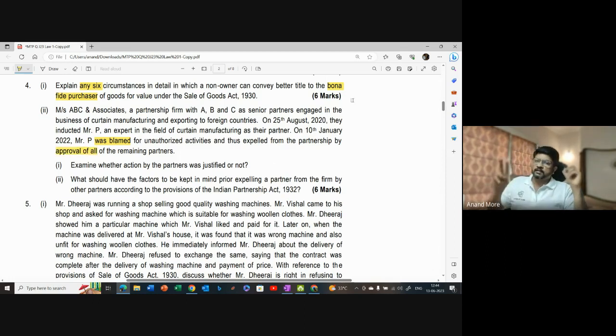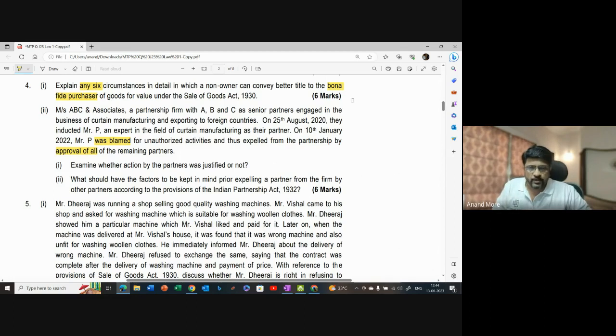So 2 things have happened. Number 1, Mr. P, an incoming new partner, whom they only admitted for being an expert, is now being told and blamed that he is doing unauthorized activities. So it's not the case that he's kept in the dark. He's completely aware of the opinion of the other partners about him, and what they are expecting, what they are telling him to do or not to do. And then all other partners have consented to remove this particular partner. Examine whether the action by the partners was justified or not.